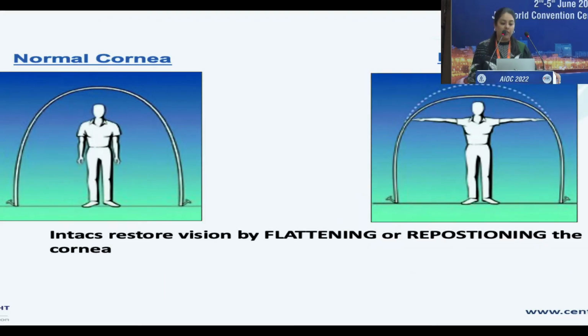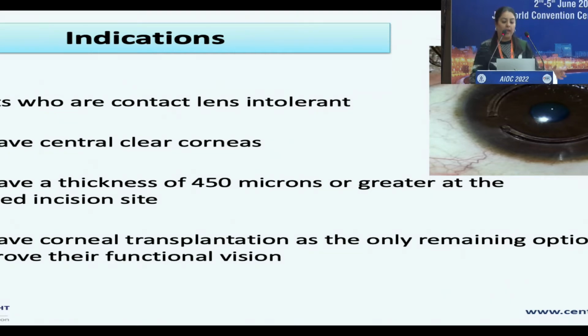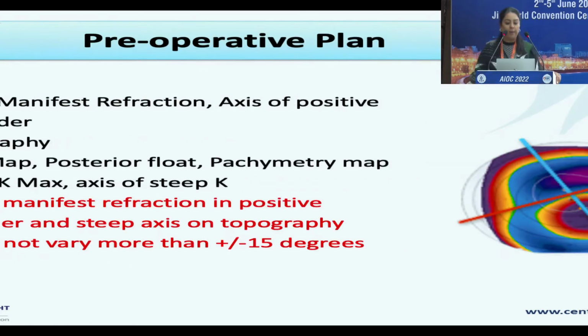There are various ring segments available. Most commonly used are Kera rings, Intacs, and now you have Indian companies like Biotech also manufacturing them. Like I said, patients who are contact lens intolerant and have a central clear cornea and have a thickness more than 450 microns at the proposed site of incision. The thickness that you need for Topo PRK is at the site of ablation, and the thickness that you need here is a site of insertion of ICRS, which is usually in the 6 to 8 mm zone. So even if the central cornea is thinner and periphery you have a thick enough cornea, you can implant these segments. The preoperative plan requires you to have the workup of a topography and a refraction.